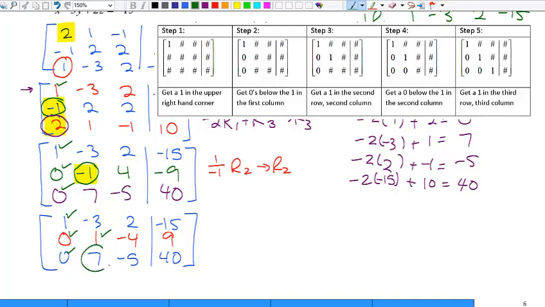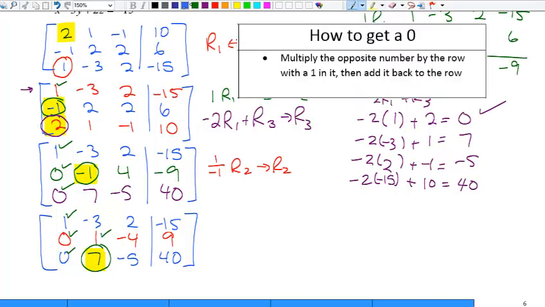So the next thing I'm working on is the 7. And the 7 wants to become a 0. So I need it to become a 0. Go back into your rules and see how we're going to get a 0. The rule to get a 0 says you take the opposite sign. The opposite sign of 7 is -7.